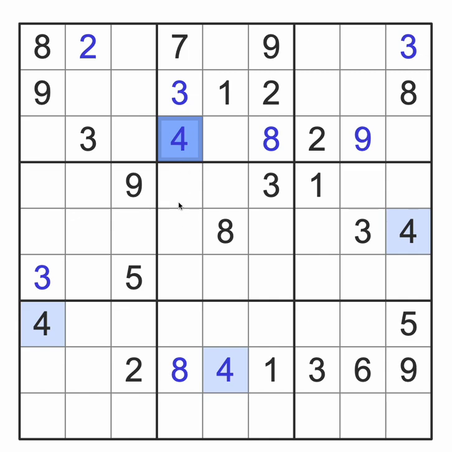And now this 4 blocks these, and 4 in box 8 blocks these. 4 in box 6 blocks this cell, gives me 4 here, which blocks this cell. 4 in box 6 blocks these. 4 in box 7 blocks this cell, gives me 4 here. And now I can place 8 in box 4 because 8 in box 5 blocks these. 8 in box 1 blocks this cell, gives me 8 here.